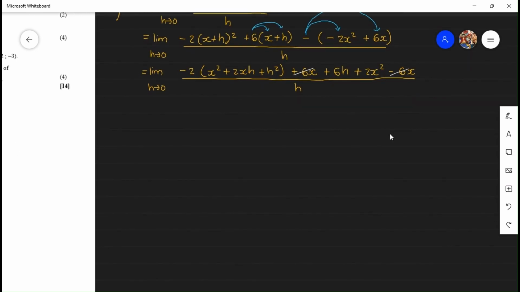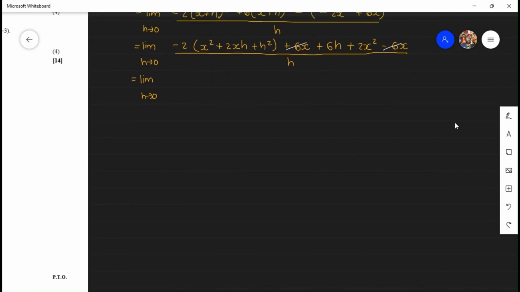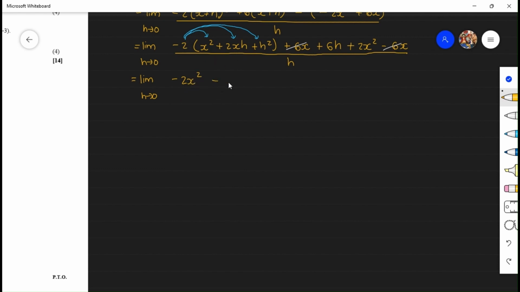So let us continue to simplify this even further. So we can bring down the limit as h approaches 0. We keep bringing it down because we are not yet in a position to substitute. Now from here, we're going to multiply the negative 2 into the bracket. So that is going to give us negative 2 times x squared, resulting in negative 2x squared. Negative 2 times positive 2xh gives us negative 4xh. Negative 2 times positive h squared gives us negative 2h squared. From here, we just bring down positive 6h plus 2x squared, and that is all over h.